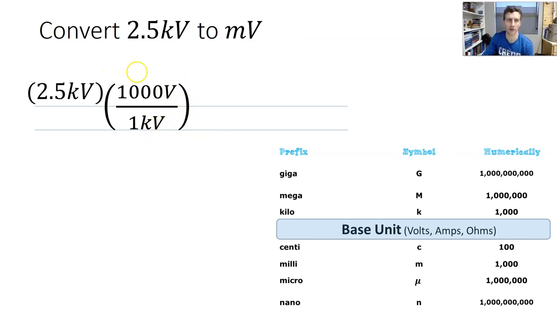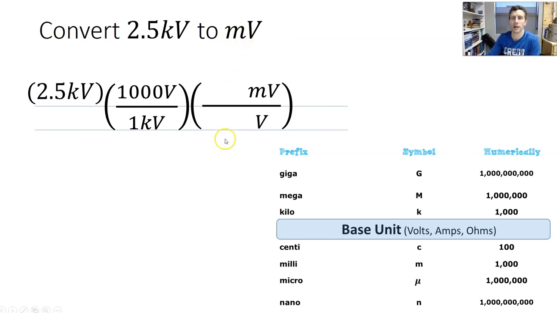Now we're not trying to convert kilovolts to volts. We want to convert to millivolts. So we have to do one more step. Now, what units go on the bottom? Volts. Because whatever's up here goes down here, just like whatever was here goes down here. So volts go down here, and millivolts, our final unit, go up there.